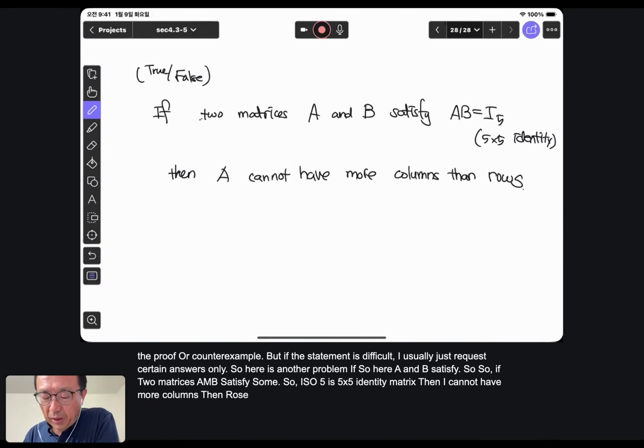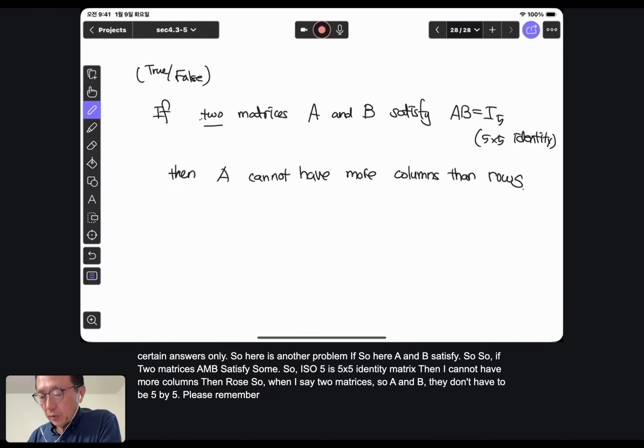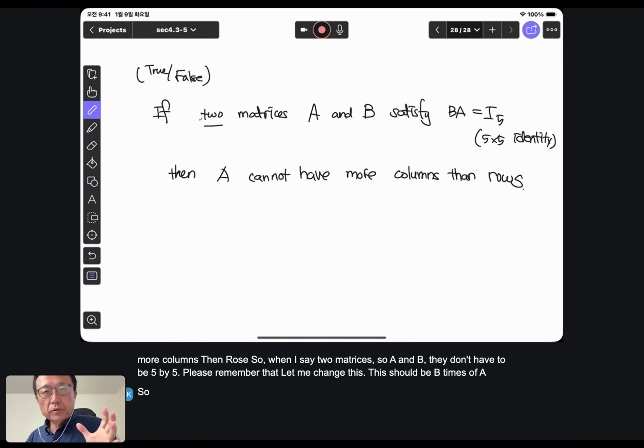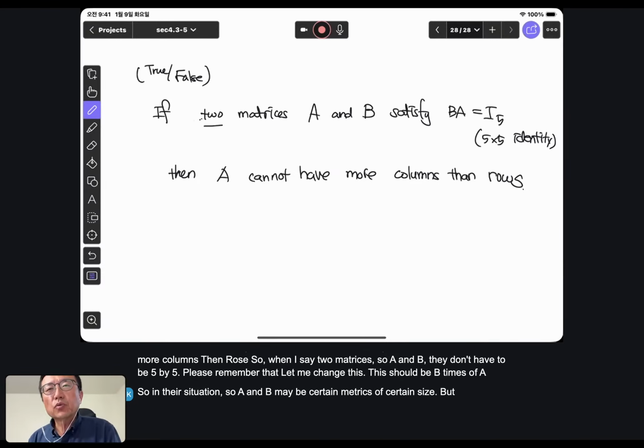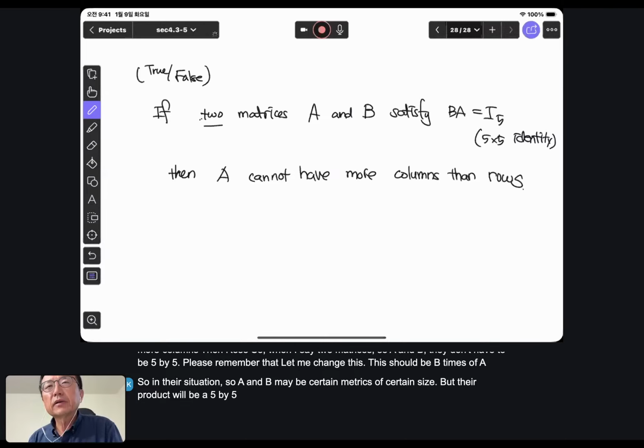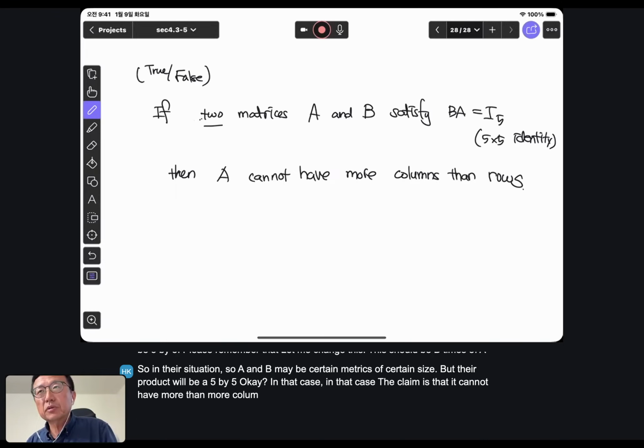So when I say two matrices, A and B, they don't have to be 5 by 5. Please remember that. Oops, let me change this. This should be B times A. So in that situation, A and B may be matrices of certain sizes, okay? But their product will be a 5 by 5. In that case, the claim is that A cannot have more columns than rows.